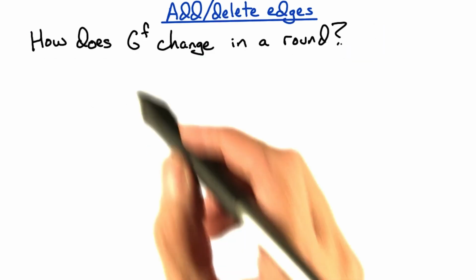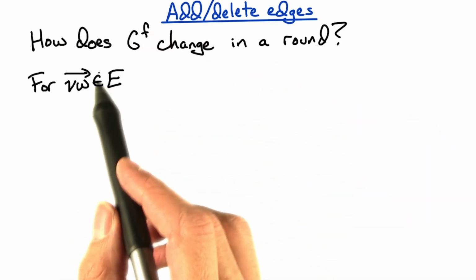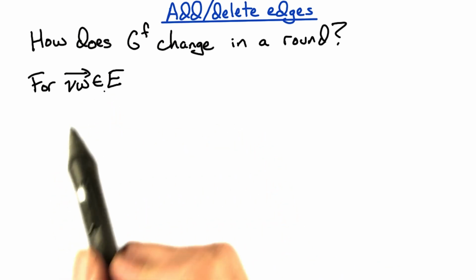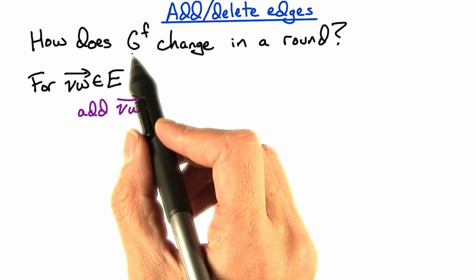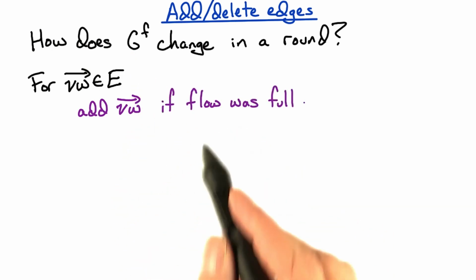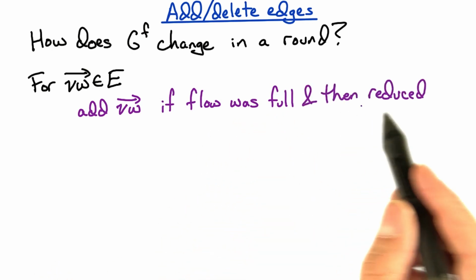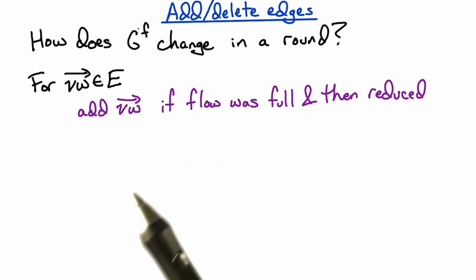Let's take a look in detail how the residual graph changes potentially in a round. Now consider an edge of the original flow network. Now this edge itself might be in the residual network, or its back edge from W to V might be in the residual network. Let's look at when the forward or backward edge might be added or removed from the residual network. When do we add this forward edge to the residual network? Well, in order to not be there before, the flow had to be full. So if the flow was full, so it means the flow equaled the capacity along that edge, and then the flow was reduced, then this edge would have leftover capacity, so it would be added into the residual network.